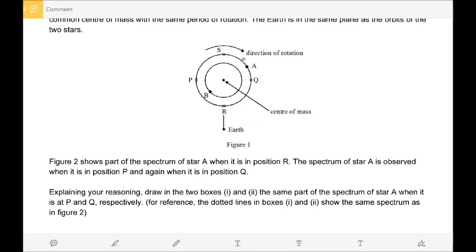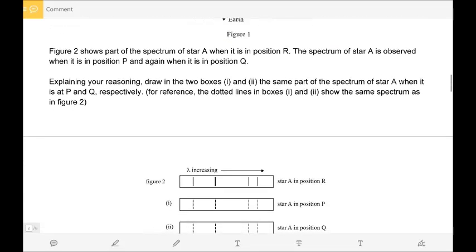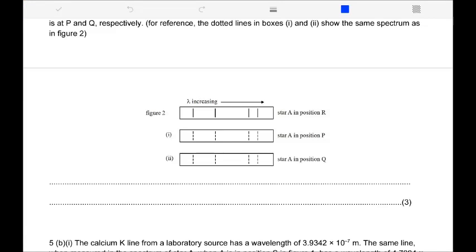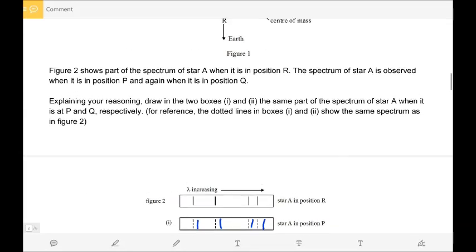Now we can look at the arrows for the rotation, and so at Q it's going to be coming towards us, and at P it's going to be moving away from us. So let's look at P first of all. When it's at P, it's moving away from us. So all of the light is going to be redshifted. All the light will be redshifted at P. So in this first one we're drawing, what happens at P? If all of the light is redshifted, that means the wavelength is going to increase. So instead of being here, the wavelength will be to the right of where these lines are. That's if it's at P.